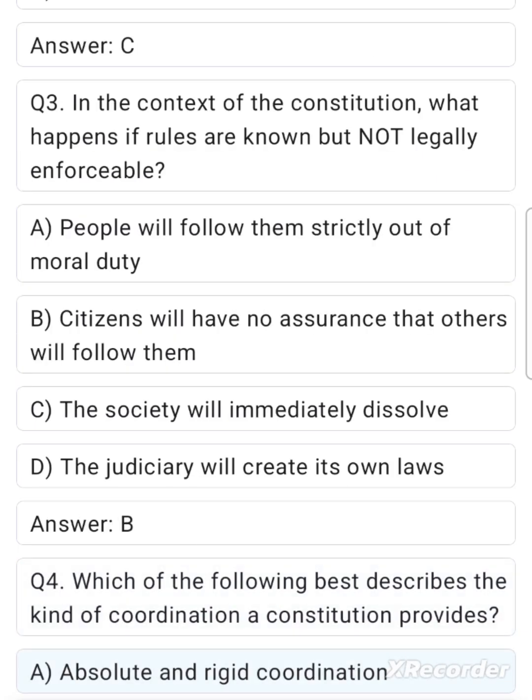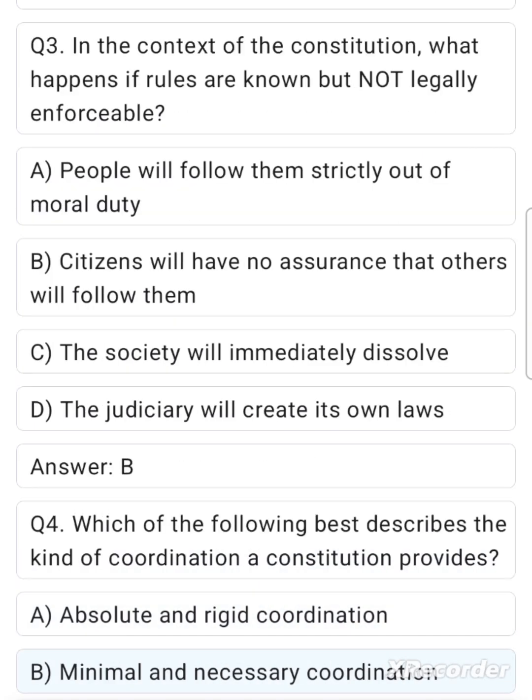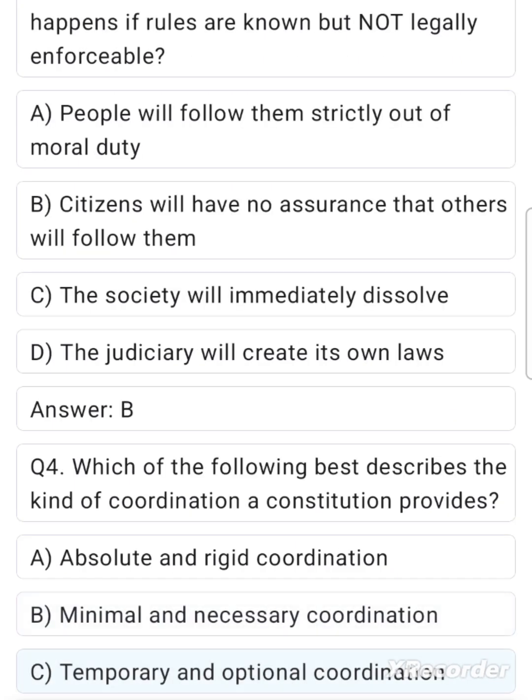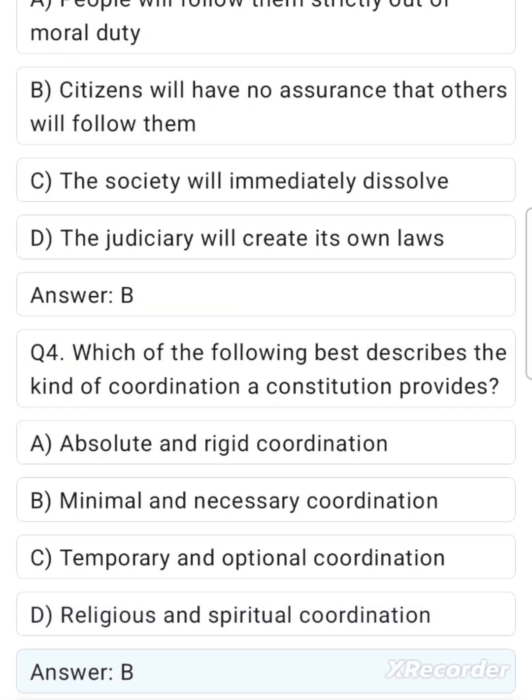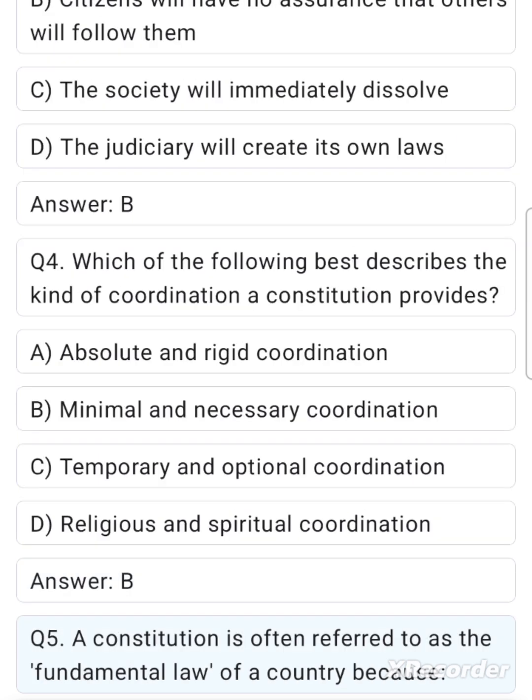Q4. Which of the following best describes the kind of coordination a constitution provides? A. Absolute and rigid coordination. B. Minimal and necessary coordination. C. Temporary and optional coordination. D. Religious and spiritual coordination. Answer. B.